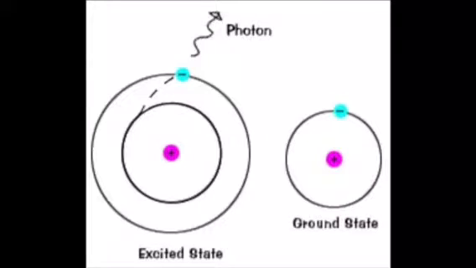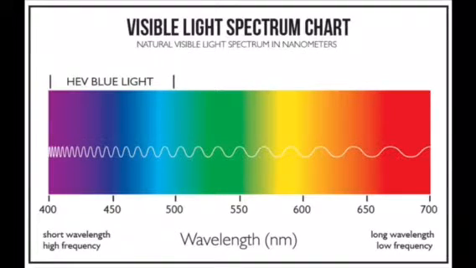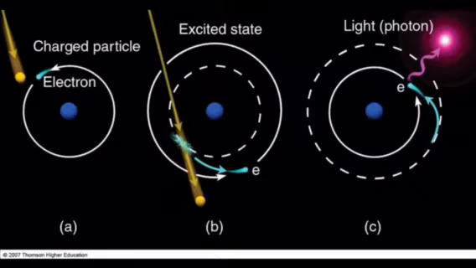When atoms become excited, they emit different wavelengths of light, which correspond to different colors of light, and these colors fall within the visible light spectrum. When an atom becomes excited, it moves from its ground state in its original orbital and energy level to its excited state in an orbital farther away from the nucleus with a higher energy level.